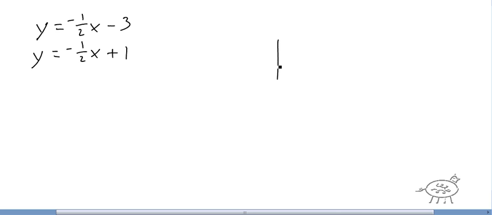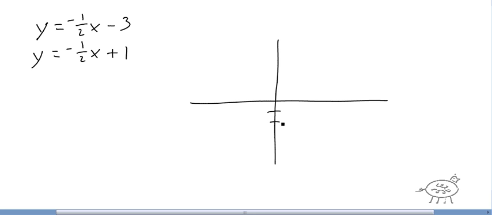Okay, that's it. I have 2 more to do with you. Let's say we have an equation y equals negative 1/2 x minus 3, and y equals negative 1/2 x plus 1. So I was pretty nice to you. I gave it to you in slope-intercept form, so the only thing you have to do is graph it.